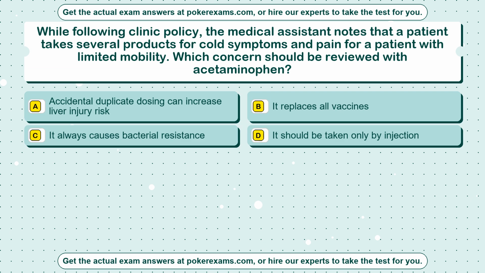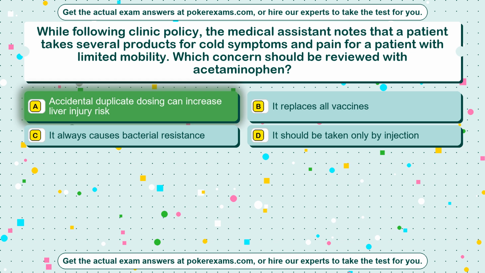Question 30. While following clinic policy, the medical assistant notes that a patient takes several products for cold symptoms and pain for a patient with limited mobility. Which concern should be reviewed with acetaminophen? Option A. Accidental duplicate dosing can increase liver injury risk. Option B. It replaces all vaccines. Option C. It always causes bacterial resistance. Option D. It should be taken only by injection.